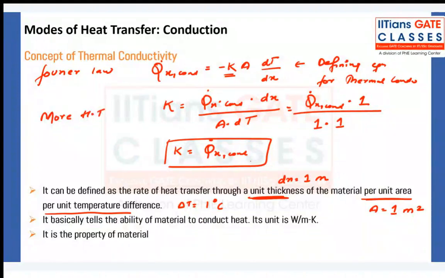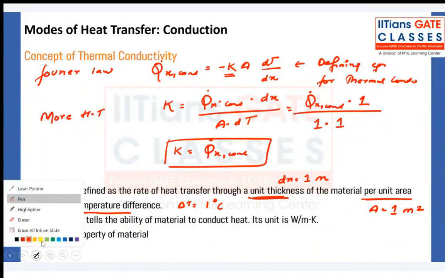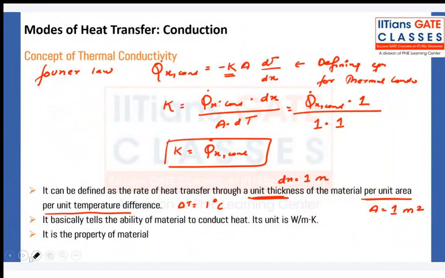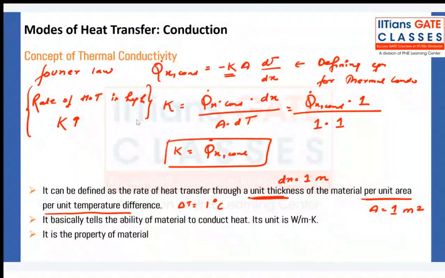Okay, let me write it in a different way. If I say the rate of heat transfer is high, it means heat is getting transferred from one side to the other side very fast. That means thermal conductivity is high. So if thermal conductivity is high, the rate of heat transfer will be high, or vice versa: if the rate of heat transfer is high, that means that material has high thermal conductivity.